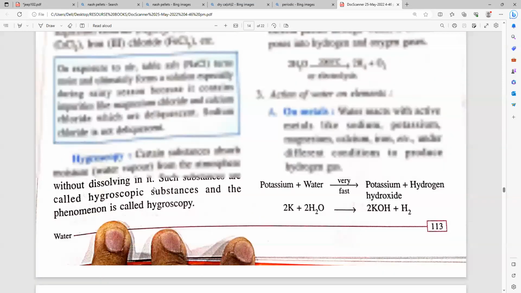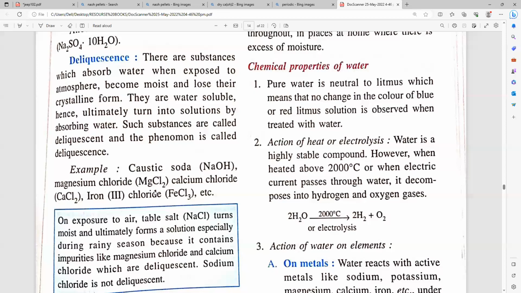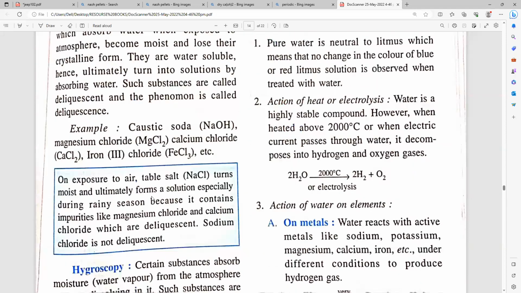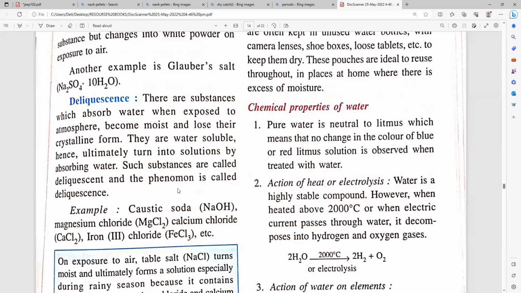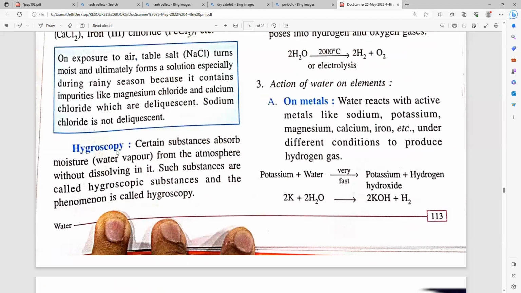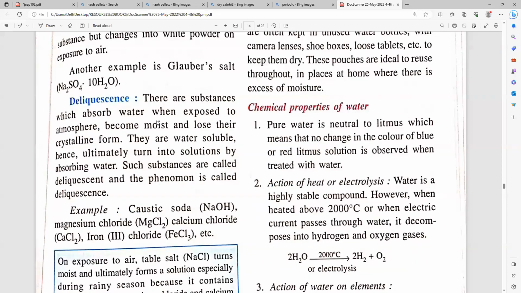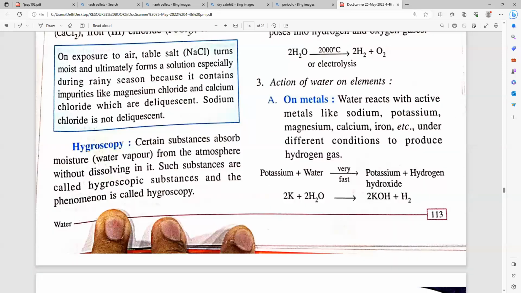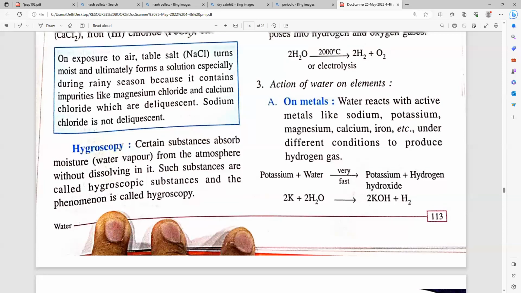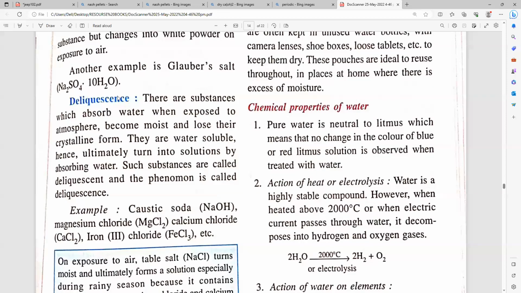So, Mr. Hari, as I think you know or don't know, you have to learn it. Salts are actually of two types: one is deliquescent salts, and another one is hygroscopic salts. Both will absorb water when exposed to the atmosphere, but one will lose its structure and the other won't. They will just absorb the moisture, but they won't dissolve. Without dissolving, hygroscopic; with dissolving, deliquescence.